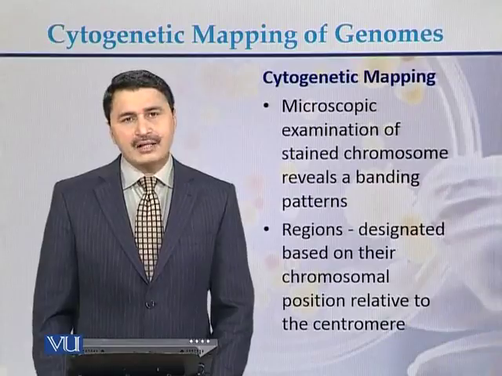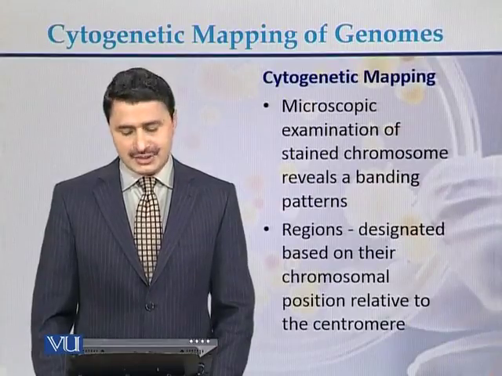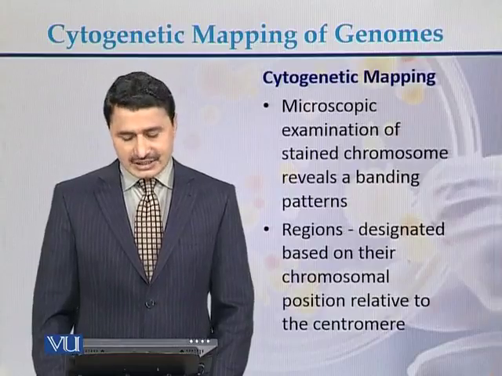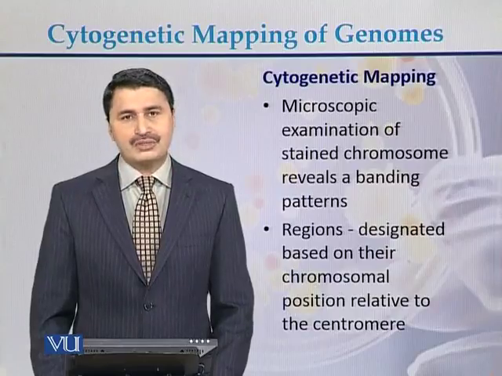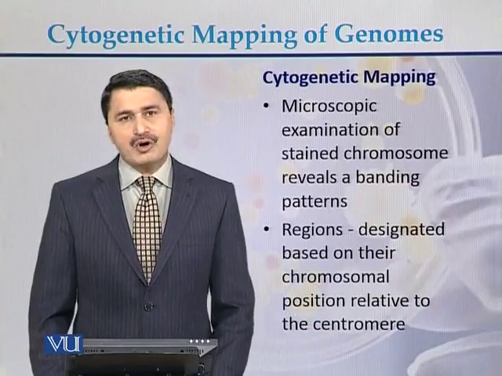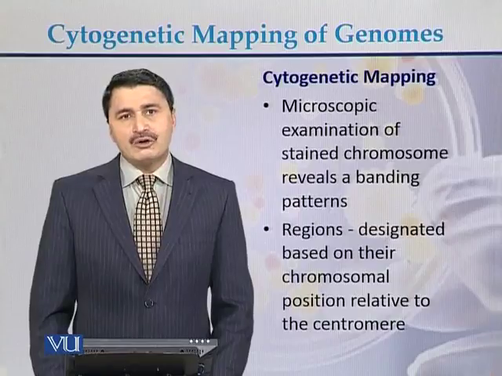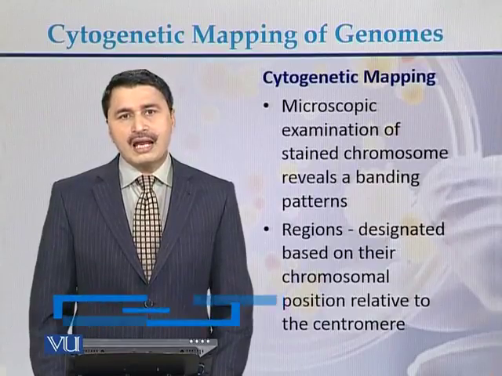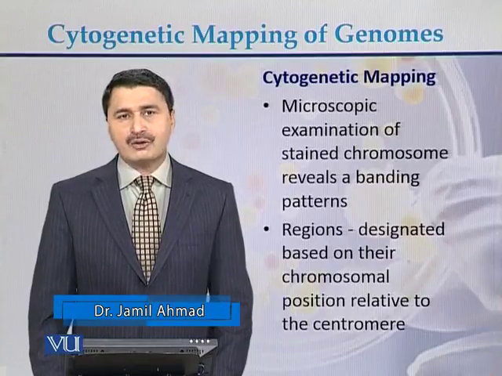Cytogenetic mapping of genomes. Microscopic examination of the chromosomes reveals a banding pattern. Regions are designated based on their chromosomal position relative to the centromere. This is another type of genome mapping, which is called cytogenetic mapping, in which we look at the chromosomes under the microscope and we see different banding patterns under the microscope.